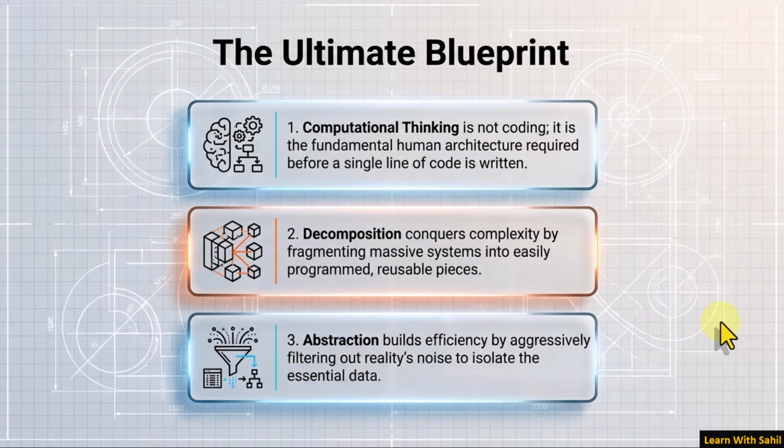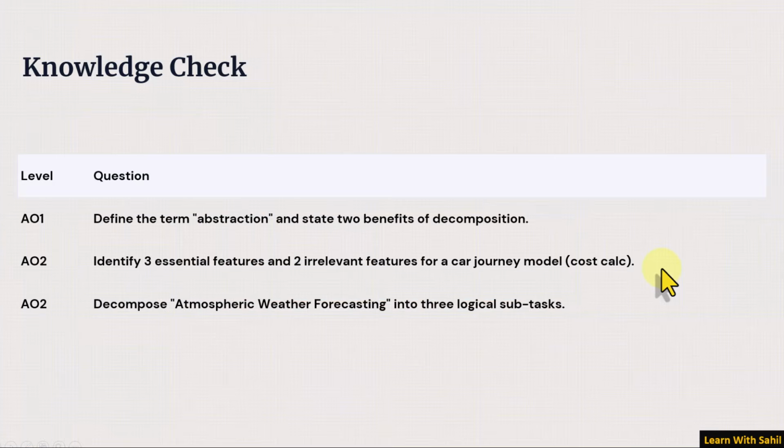Then the ultimate blueprint of this unit. First of all, we understood what computational thinking is. It is not coding; it is the fundamental human architecture required before a single line of code is written. Then decomposition, which is divide and conquer. We fragment massive systems into easily programmable and reusable pieces. And abstraction builds efficiency by aggressively filtering out reality's noise to isolate the essential data. These are the things we studied in this video.